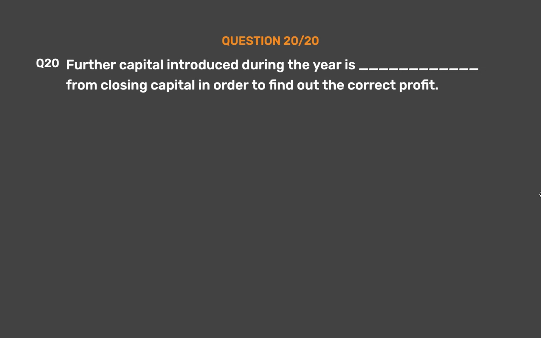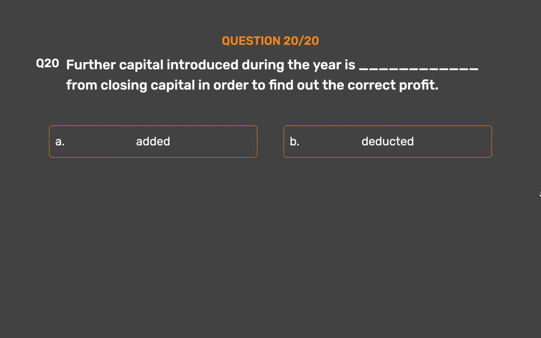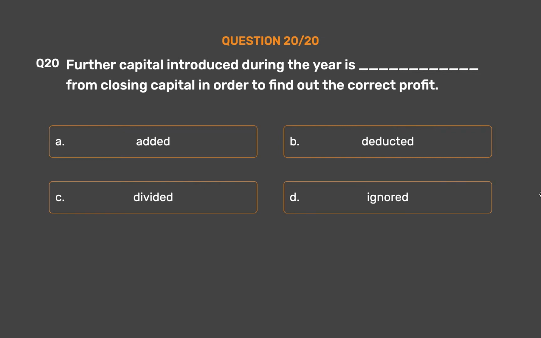Question number 20. Further capital introduced during the year is underscore from closing capital in order to find out the correct profit. Option A added. Option B deducted. Option C divided. Option D ignored.